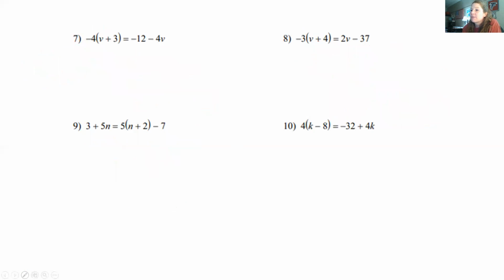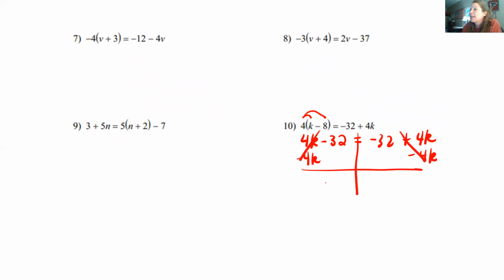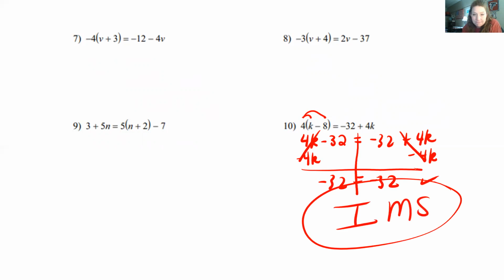All right, and then let's get rid of all that. Next, oh, no, I didn't mean to do that. All right, so we're going to distribute. So 4 times k is 4k. 4 times -8 is -32 is equal to -32 plus 4k. Are these equal? They absolutely are equal. I could stop there and say infinitely many, or I could say, well, let me get my k's together, which is really going to just mean that I eliminate them and I end up with a true statement. That is true, yes. So once again, infinitely many solutions.